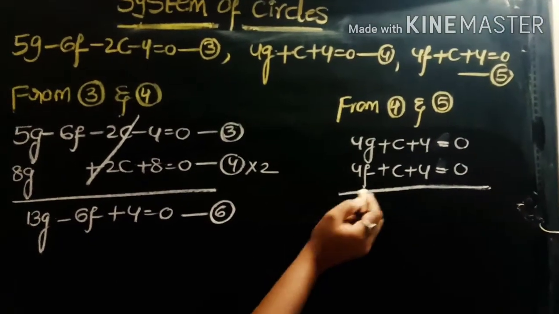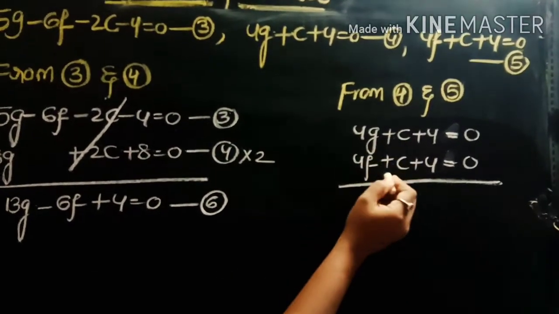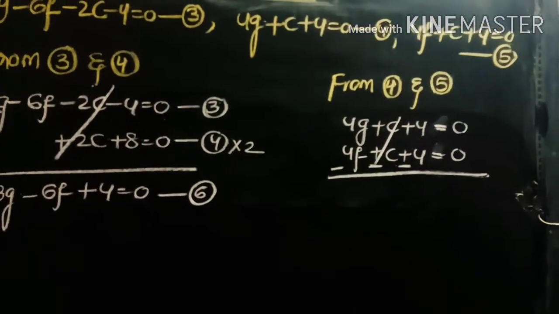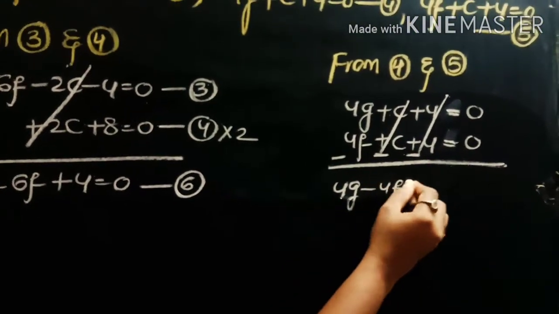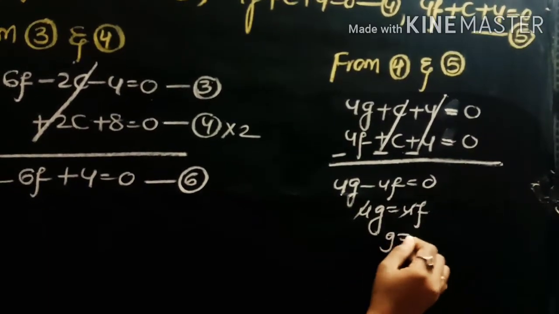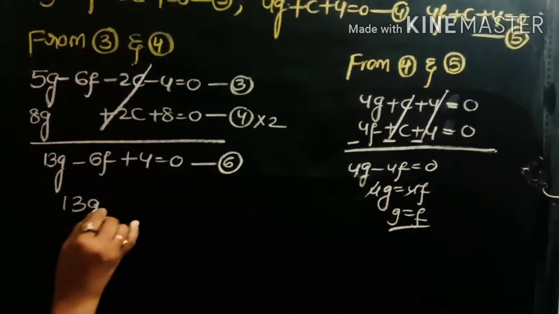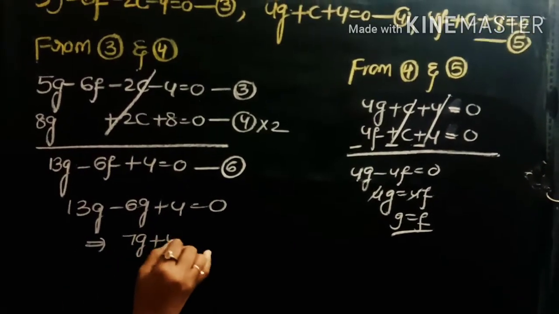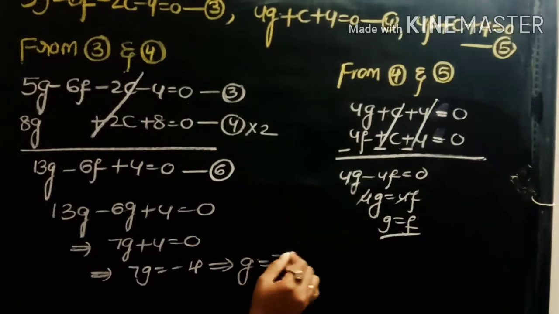Here we are also taking the fourth and fifth equations. Changing the signs of the fifth equation, plus c minus c gets cancelled, and plus 4 minus 4 gets cancelled. Writing the remaining terms, 4g minus 4f is equal to 0. That is 4g is equal to 4f, then g is equal to f. Now replacing g equal to f in equation 6, that is 13g minus 6g plus 4 equal to 0, which implies 7g plus 4 equals 0. That is 7g is equal to minus 4, then g is equal to minus 4 by 7.